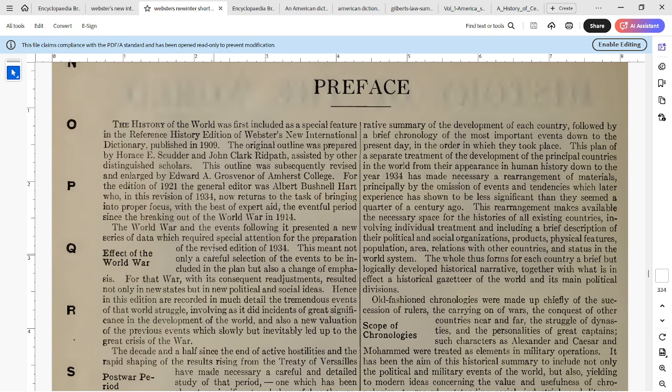The history of the world was first included as a special feature in the reference history edition of Webster's New International Dictionary, published in 1909. The original outline was prepared by Horace E. Scudder and John Clark Ridpath, assisted by other distinguished scholars. This outline was subsequently revised and enlarged by Edward A. Grosvenor of Amherst College. For the edition of 1921, the general editor was Albert Bushnell Hart, who, in this revision of 1934, now returns to the task of bringing into proper focus, with the best of expert aid, the eventful period since the breaking out of the World War in 1914.